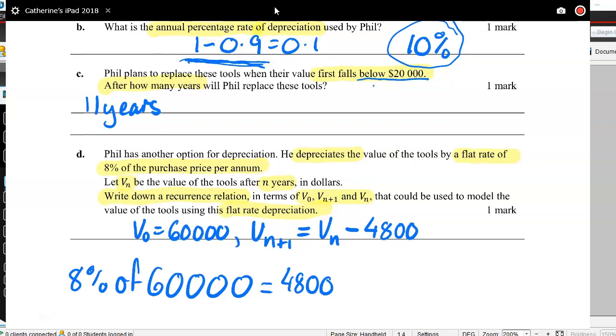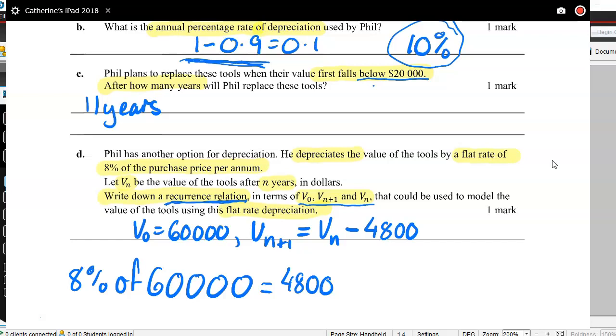Again, you get told to write a recurrence relation. Now, a mistake that the assessors usually point out to us that a lot of students make is they don't read that it says recurrence relation and they just write a rule, and so they don't get a mark. Even if that rule's correct, because you're asked to write a recurrence relation, you don't get the mark. And notice it says here in terms of V0, Vn plus 1 and Vn. So that's giving you more clues how to write it and what terms to use.